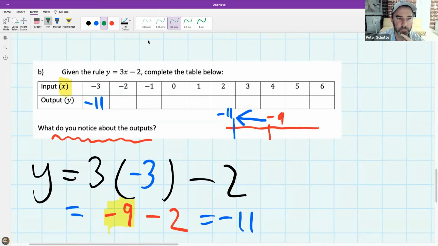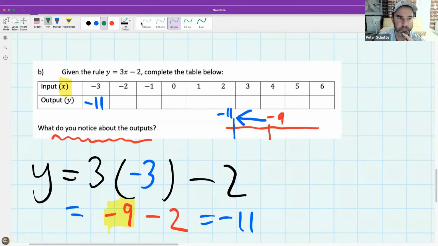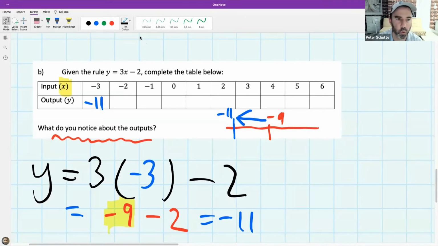Warona, maybe you can help us with the answer to the next one. I think I've unmuted you, or maybe it's a question. Yeah. So I wanted to ask how did you get the negative 11 if you multiplied negative 3 by 3 and then subtracted 2?